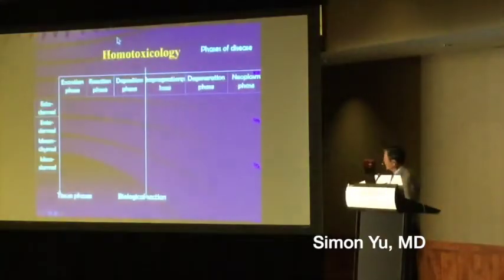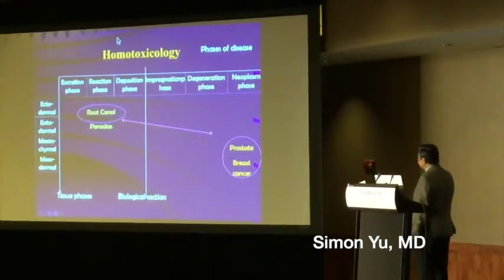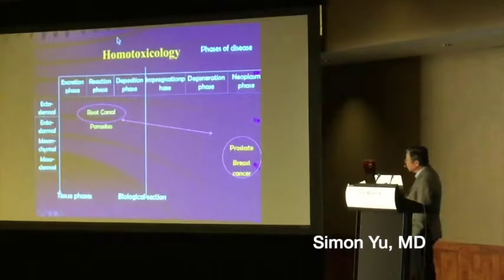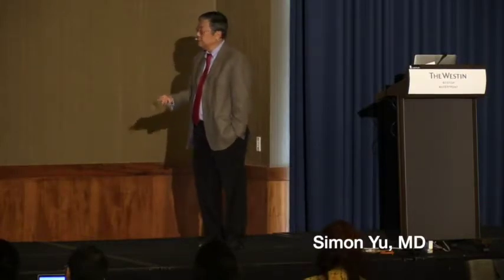So you probably know about homotoxicology: the excretion phase, reaction phase, deposition phase, and going into impregnation, degeneration phase, and neoplasm phase. You pick up parasites when you're crawling on the floor, when you're 1 year old, 2 years old, gradually pick up throughout your life, get the root canal done with a sports injury, and 10, 15 years later this patient developed prostate cancer or breast cancer, and they don't see the connection between what happened 10 years ago, 15 years ago, and developing cancer. That's a repeating theme here.